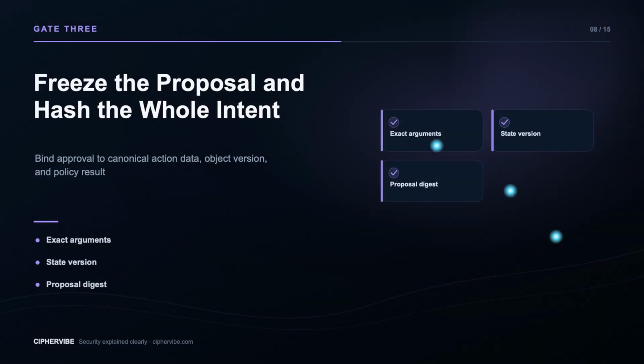Canonicalize the exact tool name, arguments, target, destination, data fields, object version, and policy decision. Freeze that proposal and compute a digest. The approval refers to this digest, not a conversation turn or session flag. If one byte changes, the digest changes and the old approval cannot authorize the new action.